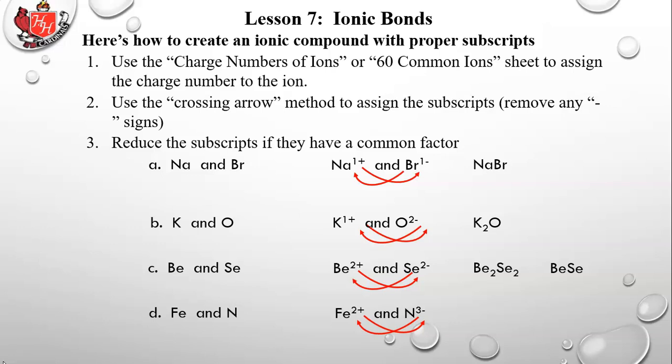So you cross the arrows, and you end up with Fe3N2. In other words, you need 3 of the 2+ ions, the irons. That would give you a 6+, and you need 2 of the 3- nitrogens. That would be -3 times 2 is -6, so you have +6, -6, so you have balanced charges.